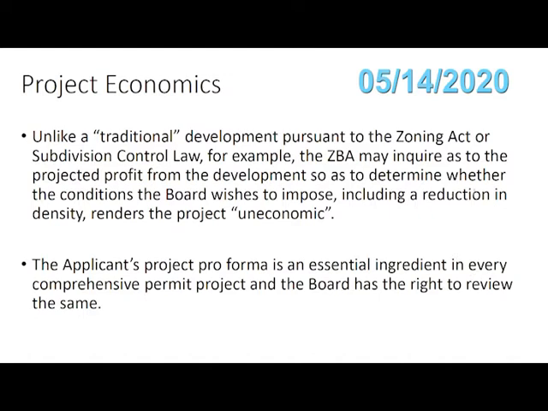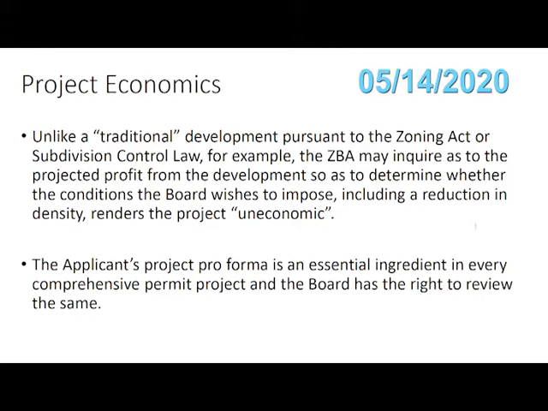Now, the third rail of a 40B application before a Board of Appeals always comes down to this. Because the statute puts so much weight, and the courts have put so much weight on this phrase uneconomic, the question is, how does the Board of Appeals know when a project is being rendered uneconomic? So remember, if the Board of Appeals renders the project uneconomic, the board's going to lose at the Housing Appeals Committee. That violates the cardinal principle of the statute.